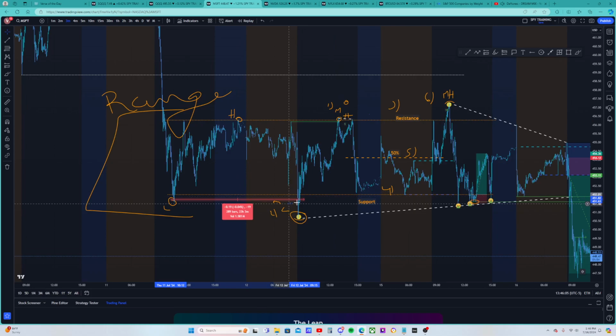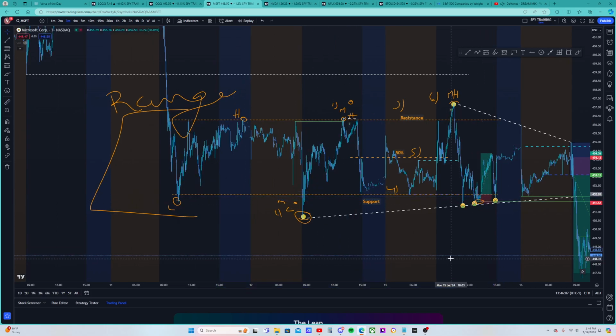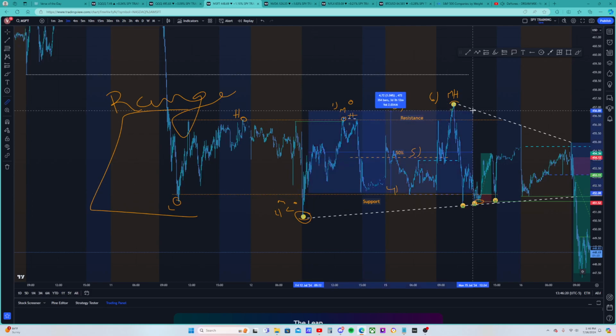Anyways, we create a floor. That's your support. We create a ceiling. That's your resistance. Write it down. We have highs and lows until they get taken out, and that's the new highs and lows. We can even call that a new high, a new low, whatever. It doesn't really change where our support and resistance lies, though.